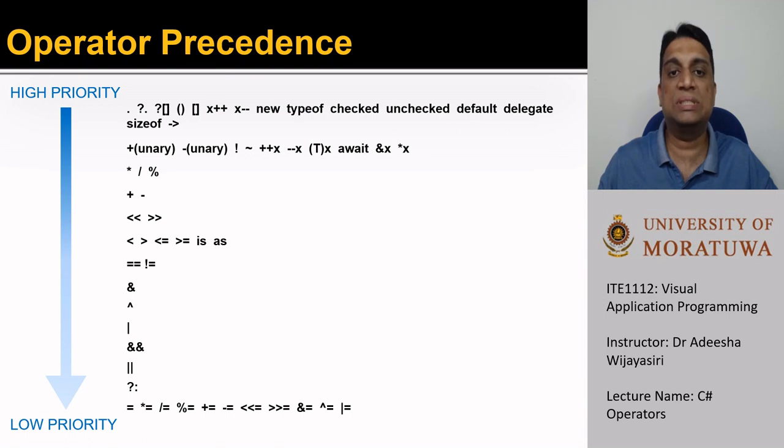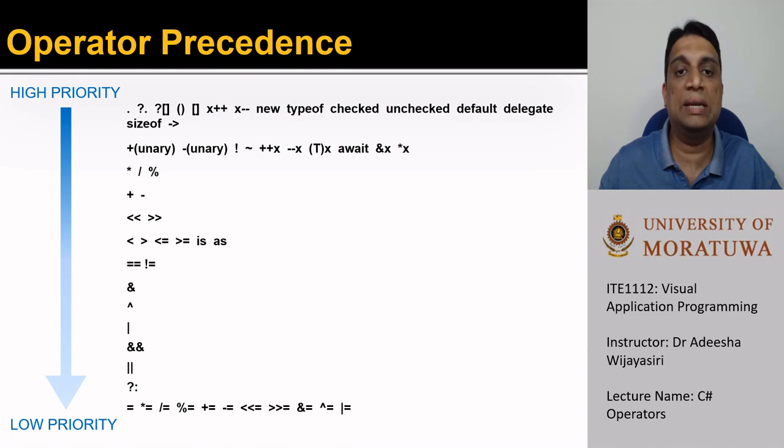This slide shows the precedence of the operator categories. Highest priority is given to the primary operator category. Then unary operators, multiplication, division and modulus. Then addition and subtraction. Then we have relational operators followed by equality operators. Then logical AND, logical exclusive OR and logical OR, followed by conditional AND and conditional OR. Next, the conditional operator, and lowest precedence is for the assignment operators.